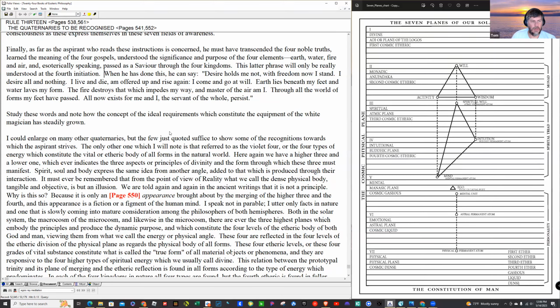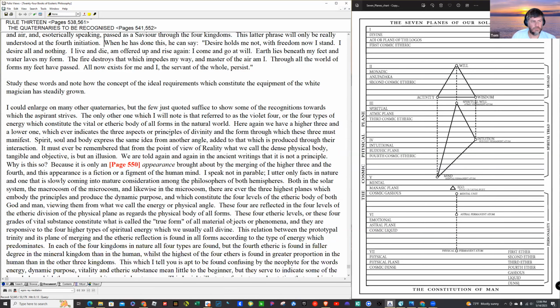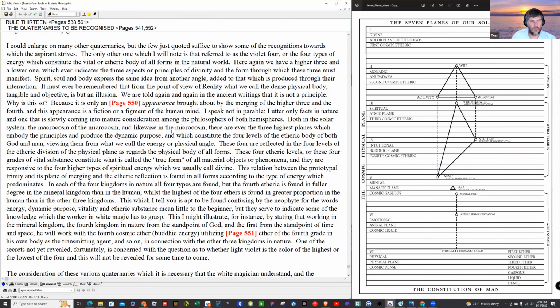Study these words and note how the concept of the ideal requirements which constitute the equipment of the white magician has steadily grown. I could enlarge on many other quaternaries, but the few just quoted suffice to show some of the recognitions towards which the aspirant strives. The only other one which I will note is that referred to as the violet four, or the four types of energy which constitute the vital or etheric body of all forms in the natural world. Here again, we have a higher three and a lower one, which ever indicates the three aspects or principles of divinity and the form through which these three must manifest. Spirit, soul, and body express the same idea from another angle, added to that which is produced through their interaction.